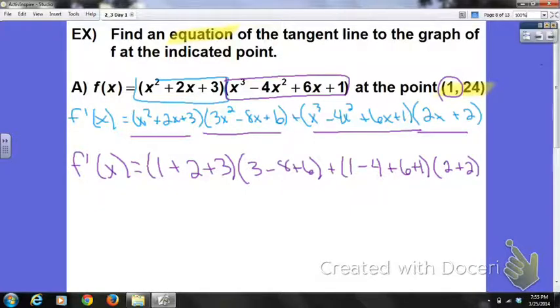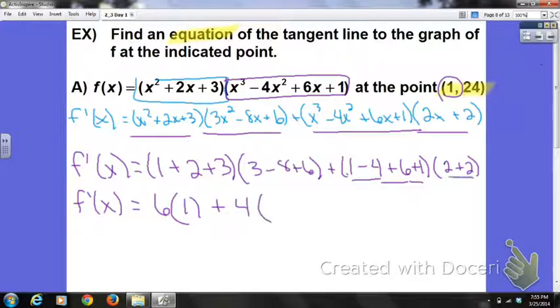There's a higher probability of getting this correct plugging in your 1 right from the start as opposed to multiplying everything out. So let's clean up inside of our parentheses. We have f prime of x is equal to 1 plus 2 is 3 plus 3 is 6. So we have 6 times 3 minus 8 is negative 5 plus 6 is positive 1, plus 1 minus 4 gives us negative 3 plus 6 is positive 3 plus 1 is 4, times 2 plus 2 is 4.